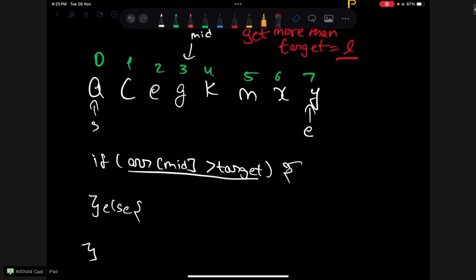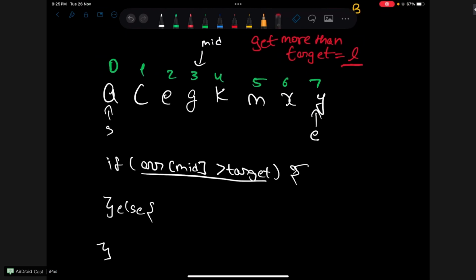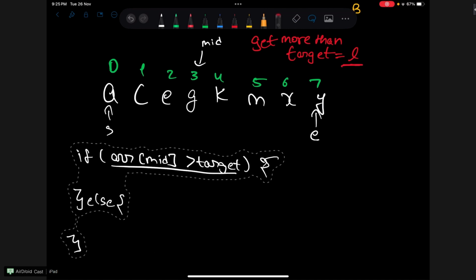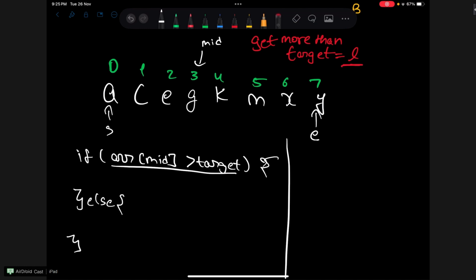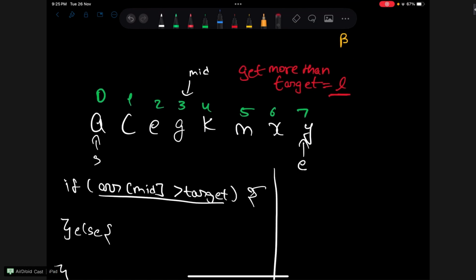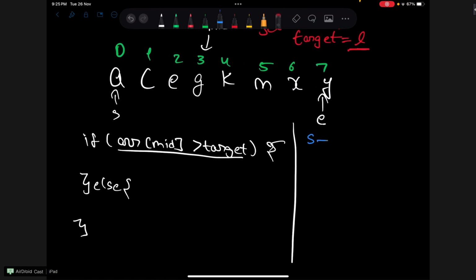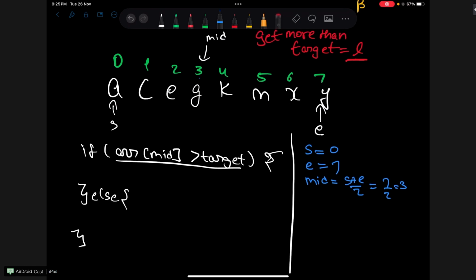Okay, so let's get back to the example where we want to find the element that is greater than L. So we'll do the mid calculation first. Let me take this and move to the left side, and I'll draw a line. I'll do the mid calculation by setting s is equal to 0 and e is equal to 7. Mid is equal to s plus e by 2, that is 0 plus 7 by 2, that is going to be 3, since I've already set the mid right here.